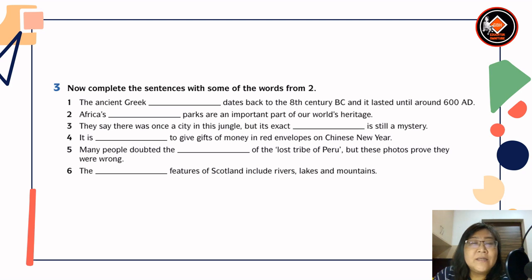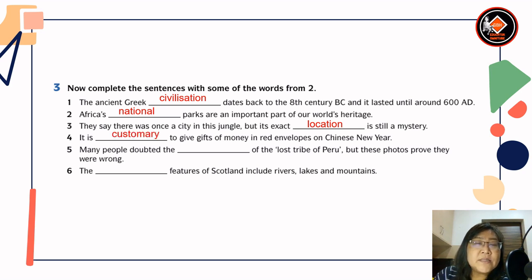Dear students, for exercise 3, you have to complete the sentences with some of the words from 2. So let's get the answers. The ancient Greek civilization dates back to the 8th century BC and it lasted until around 600 AD. Africa's national parks are an important part of our world's heritage. Number 3, they say there was once a city in this jungle, but its exact location is still a mystery.